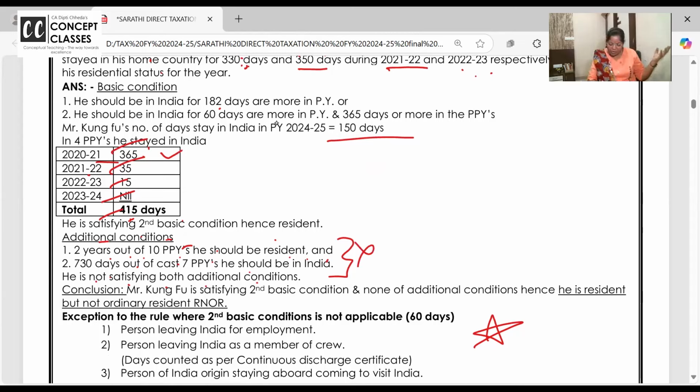Not satisfied. Oh, last 7 years, is he there for 730 days? No. Only for 415 days, gone. So he is satisfying basic condition, not additional condition. He is resident, but not ordinary resident. See, Mr. Blair was non-resident. Malaya is resident and ordinary resident. Sub varieties of problem covered.